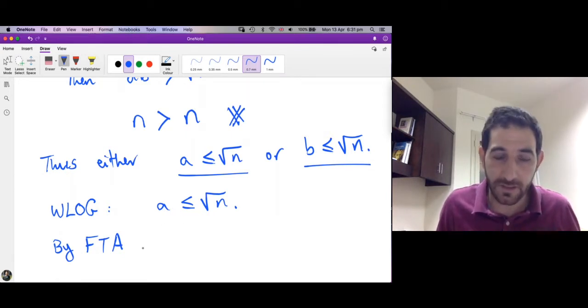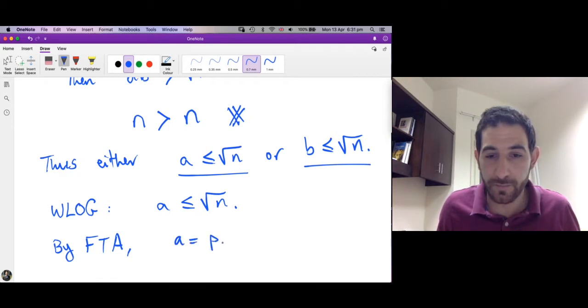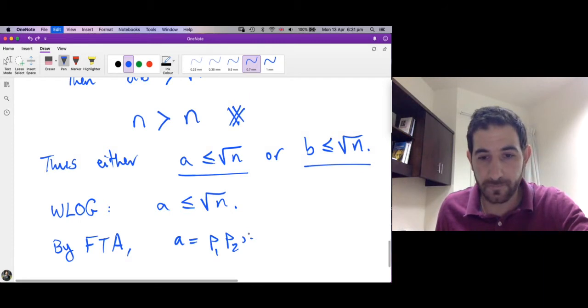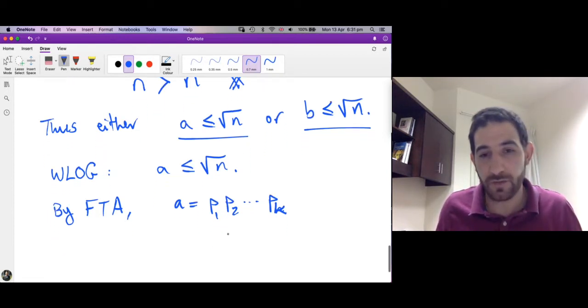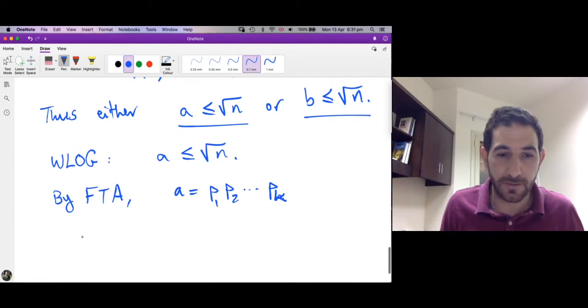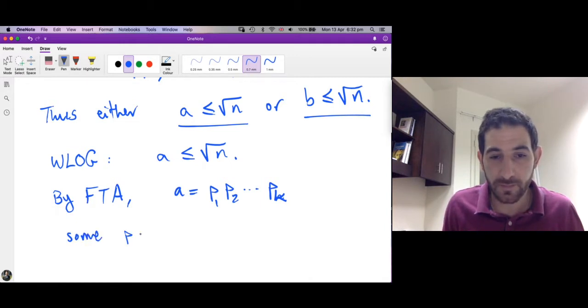A is an integer. A is a product of primes. So a is equal to p1, p2, up to pk. It is the product of some primes. Choose any one of them. So by the fundamental theorem of arithmetic, some prime, any one of them, let's call it p, divides a, right?